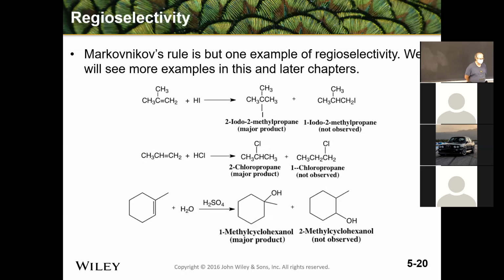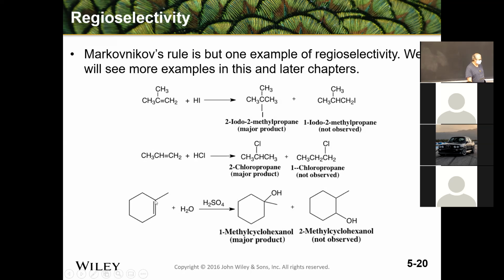Markovnikov's rule is but one example of regioselectivity. We'll see some more examples in this and later chapters. Okay, so here we have 2-methyl propene. Carbon number 1 has 2 hydrogens, carbon number 2 has 0. And so the H goes to carbon number 1, I goes to carbon number 2, and the other isomer is not observed. We just saw this a minute ago with HCl and propene.